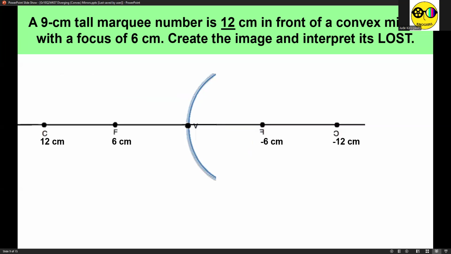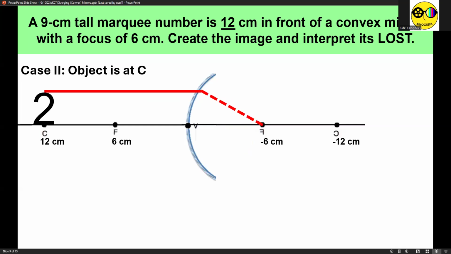This time, the object is 12 centimeters in front of a convex mirror. 12 is actually the radius of curvature in this example, so we put object number 2 at C. By performing the ray diagram, you have two broken lines or imaginary light rays intersecting again at the right side. Because the intersection happens at the top of the optical axis, the image is upright, but laterally reversed or inverted.